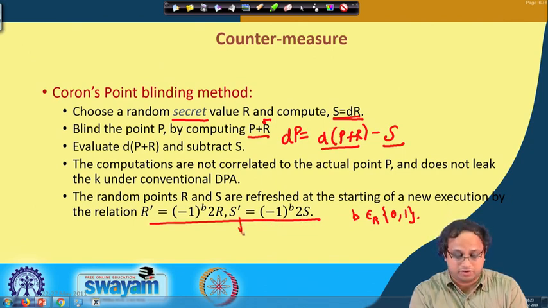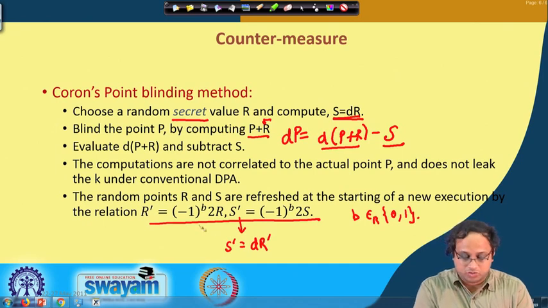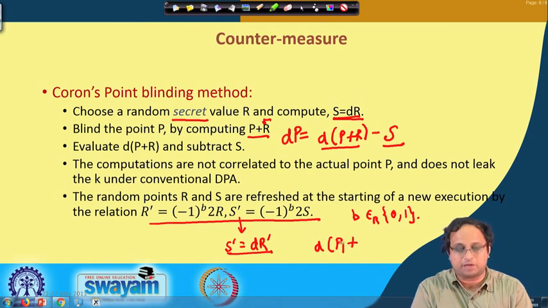So you can note that even with r' and s', the relationship that s' is equal to d of r' is maintained. And therefore, you can use these two blinders in the next step, where you calculate, maybe, d into p1. So dp1 you can calculate as d into p1 plus r' and subtract out s' from this.